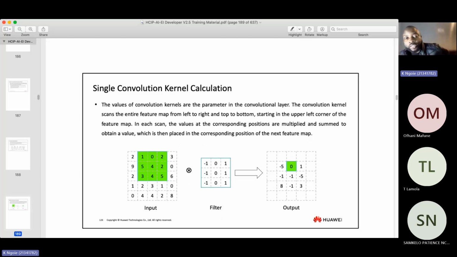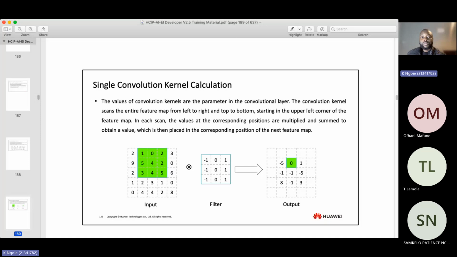So this is the image that we have. I hope you guys understand what these numbers are. Can anybody tell us what these numbers are?